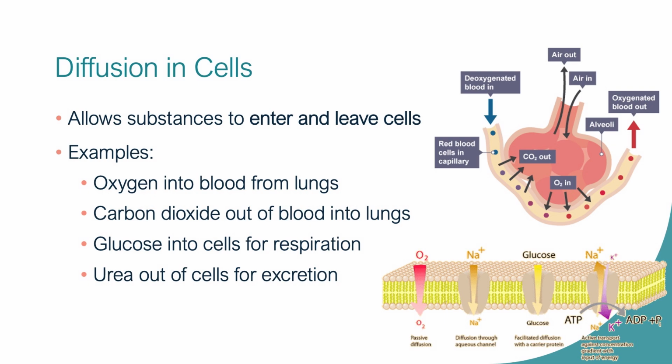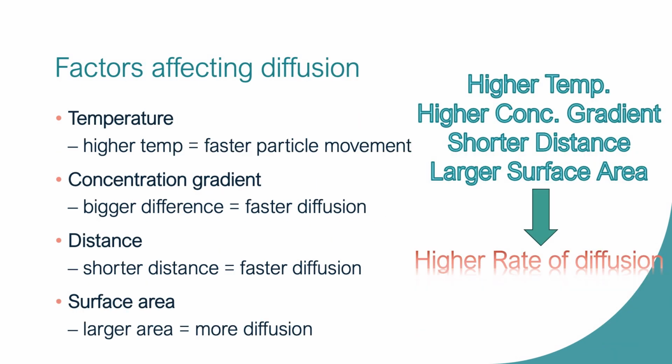For example, oxygen from the air diffuses from the alveoli in the lungs into the blood, where the oxygen concentration is lower. Carbon dioxide diffuses from the blood into the alveoli and is then exhaled back into the air. Nutrients like glucose in the blood diffuse into the cells for respiration. Metabolic waste like urea produced inside the cell diffuses into the blood and is then carried to the kidneys and excreted. There are several factors which can affect the rate of diffusion.